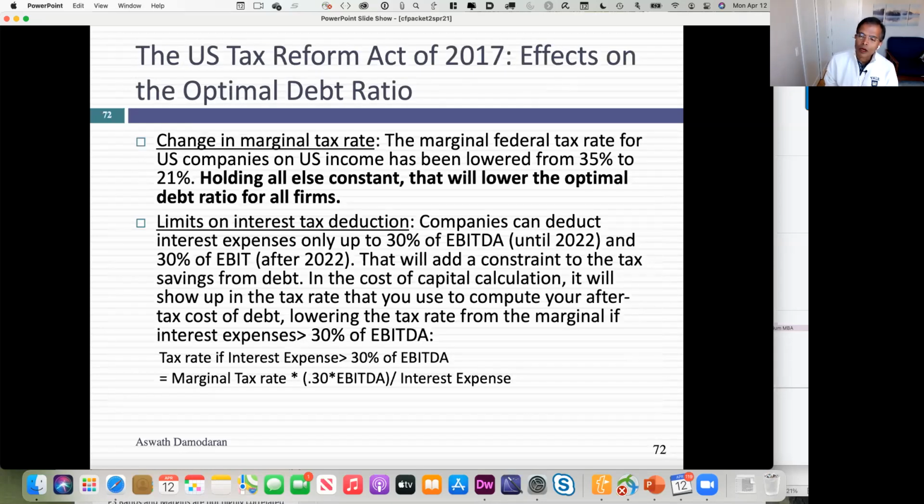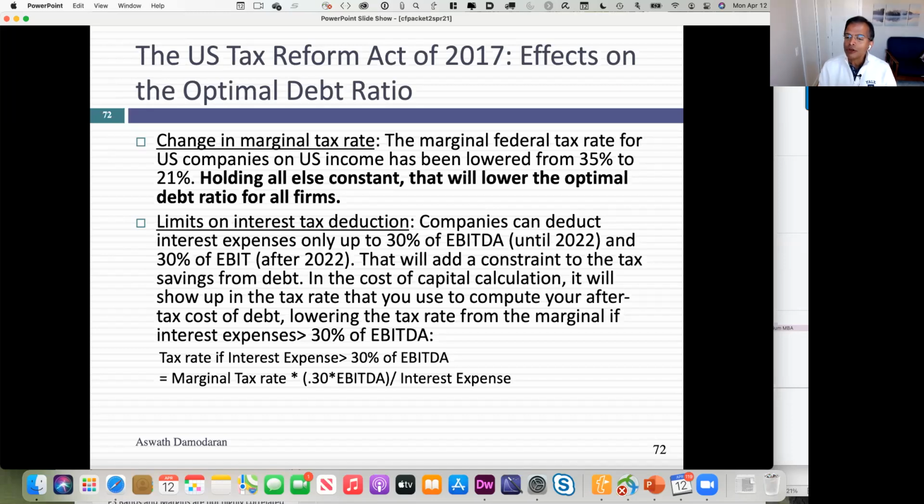We're on the cusp, probably, of another big tax reform coming about. But the last one, in 2017, was perhaps the biggest change in corporate taxes in the last 50 years. And it did a couple of things. One is it changed the marginal tax rate substantially, from 35% down to 21%. We talked about this, right? The tax benefits of debt overnight have decreased.